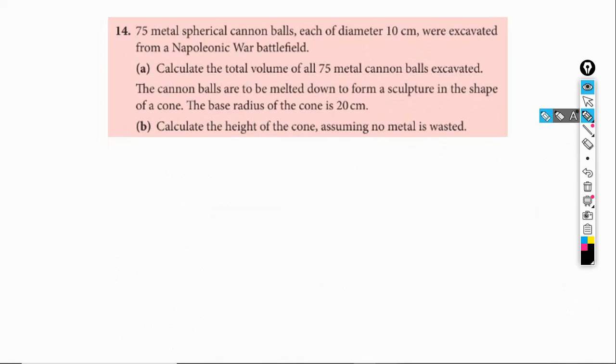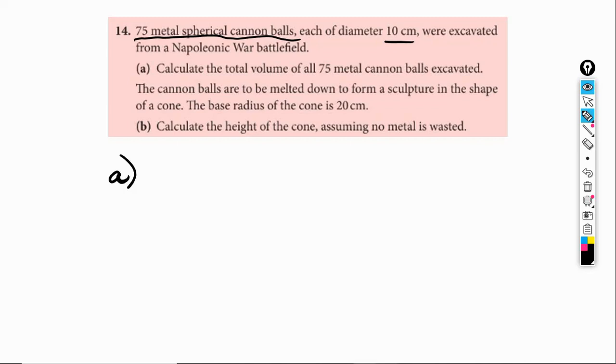Okay, so here we are on question 14, and it says that 75 metal spherical cannonballs, each of diameter 10 centimeters, were excavated from a Napoleonic War battlefield. Letter A, calculate the total volume of all 75 metal cannonballs excavated. Okay, so let's start with that.